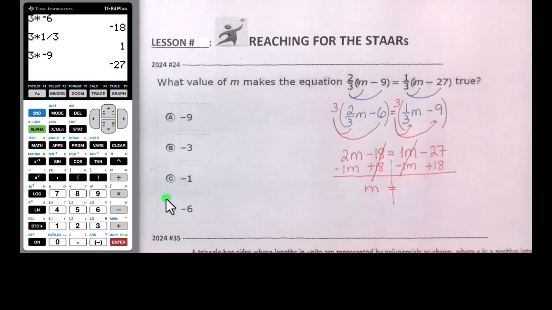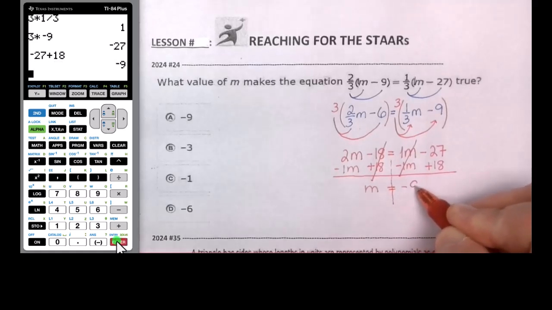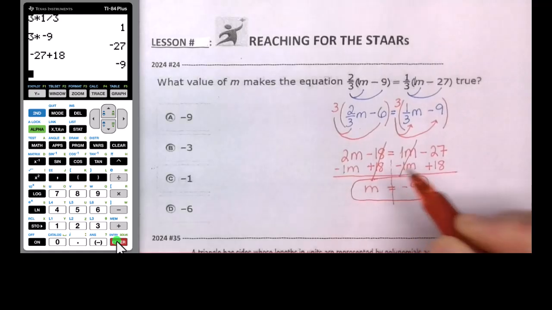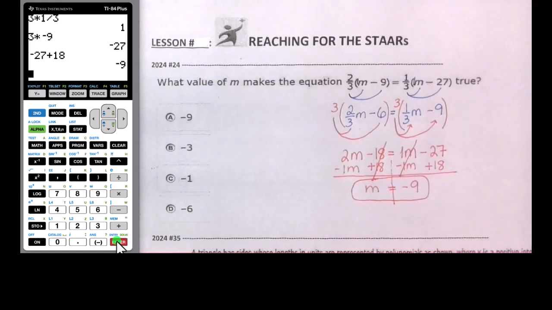And -27 plus 18 equals -9. So there we go. Our answer is letter A. Very good. Let's go on to the next problem.